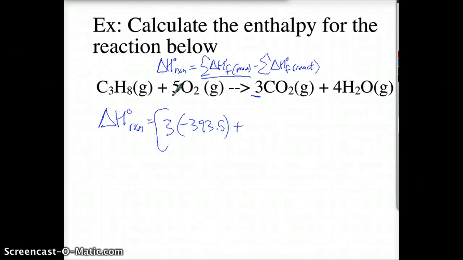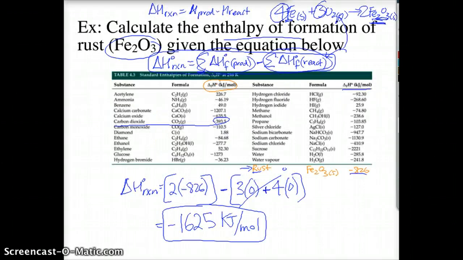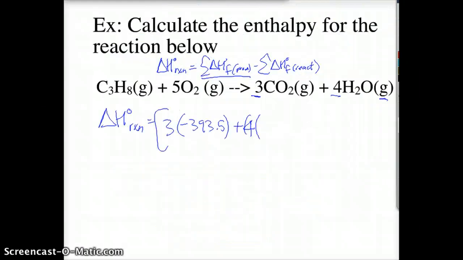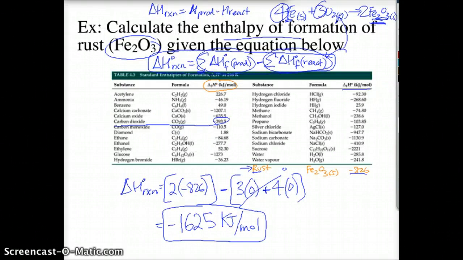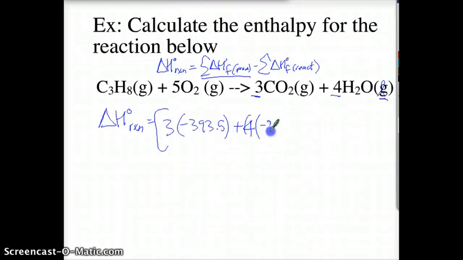Plus 4 moles of H2O gas. Okay, so let's go back to the table, find water vapor. Okay. Actually, excuse me, this should be water liquid. Water liquid, negative 285.8. Okay, now I got to do the same thing for my reactants.